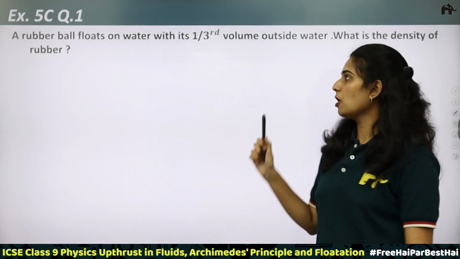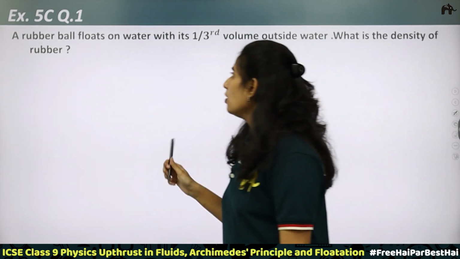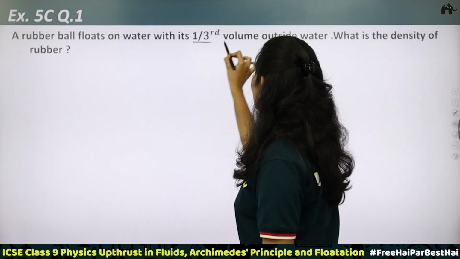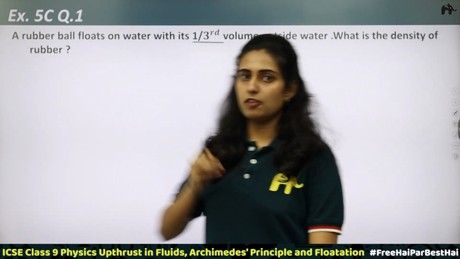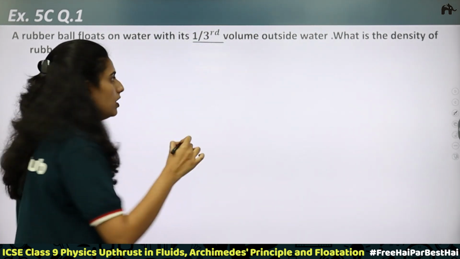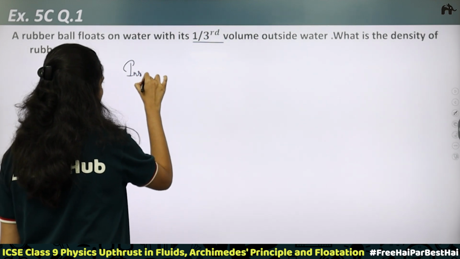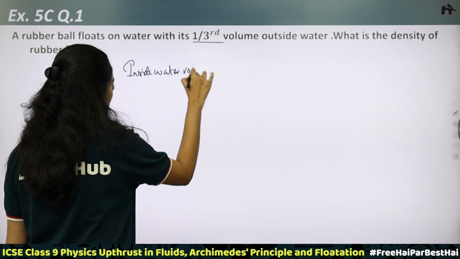Let us do problems from exercise 5C. Question 1 of exercise 5C: A rubber ball floats on water with its 1/3 volume outside water. What is the density of the rubber ball? If 1/3 is outside water, then what is the portion inside water? Inside water volume we have to find.